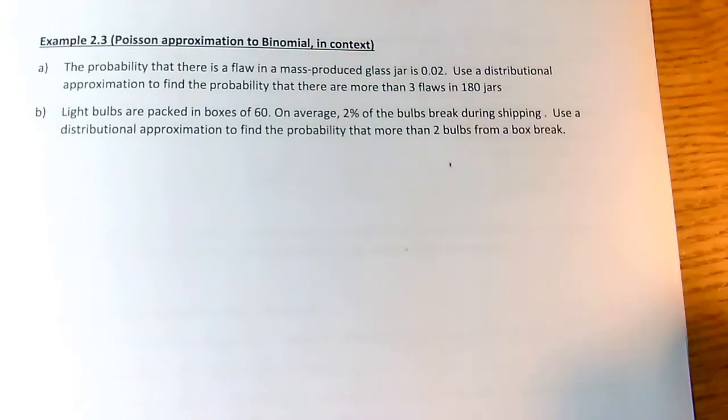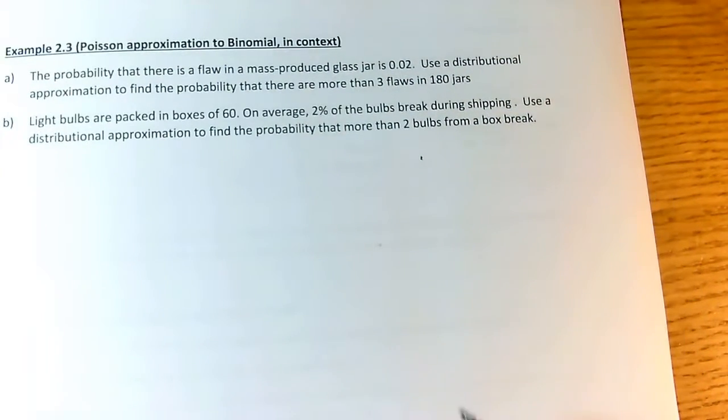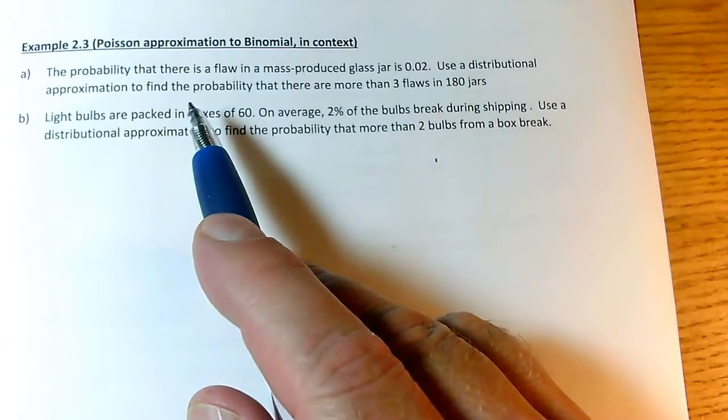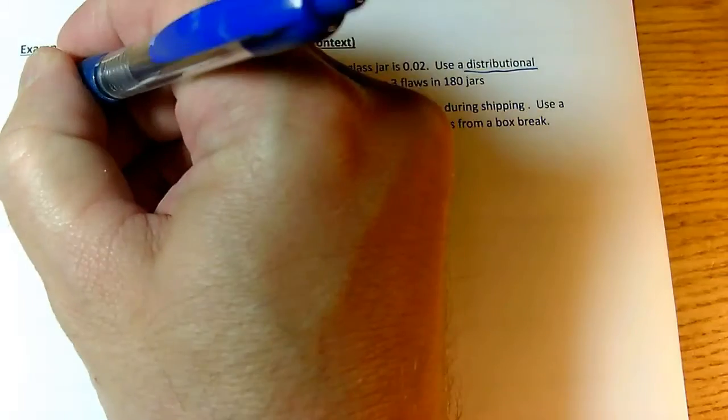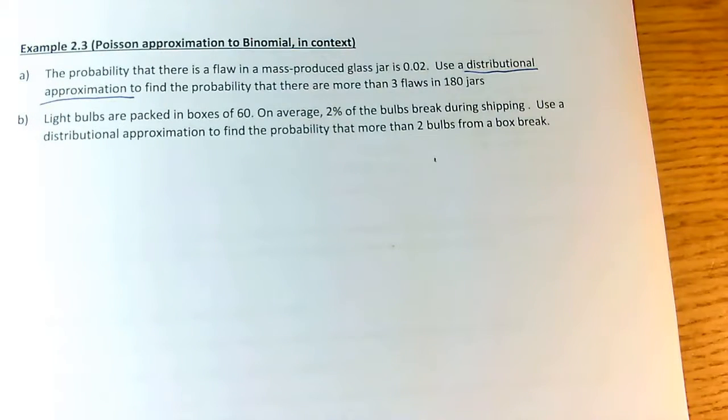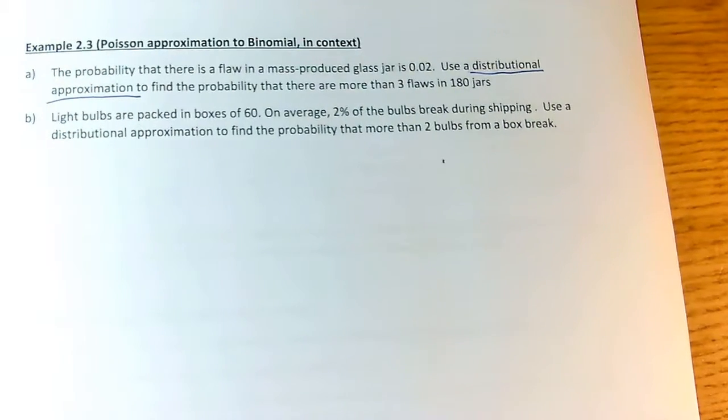Okay, this is what questions will look like in the exam. It describes a situation. It doesn't tell us what kind of distribution to use. It does say use a distributional approximation. So we know that we're going to use one of our bank of distributional approximations.